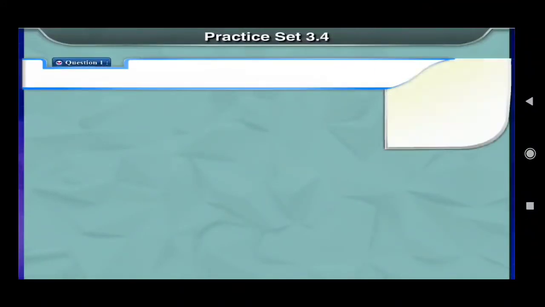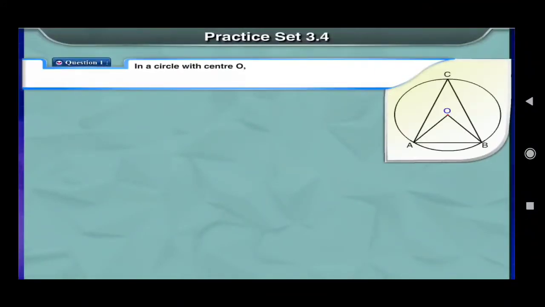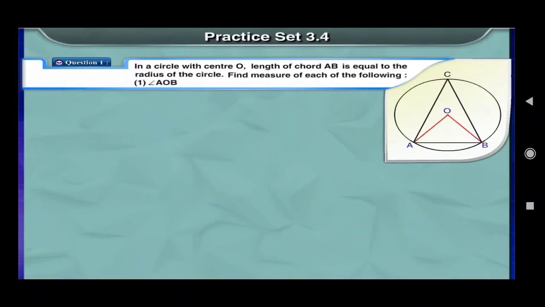Practice set 3.4. 1. In a circle with center O, length of chord AB is equal to the radius of the circle. Find measure of each of the following. 1. Angle AOB. 2. Angle ACB. 3. Arc AB. And 4. Arc ACB. Solution. Observe the given figure.